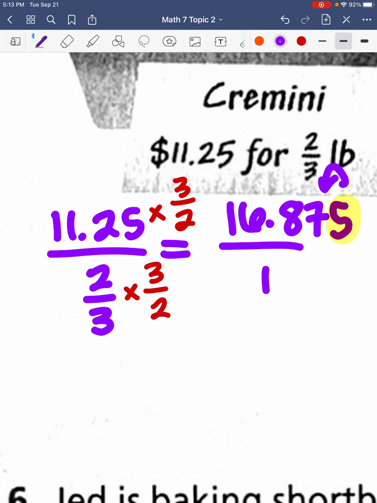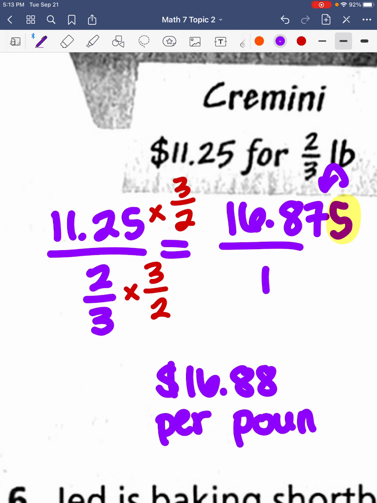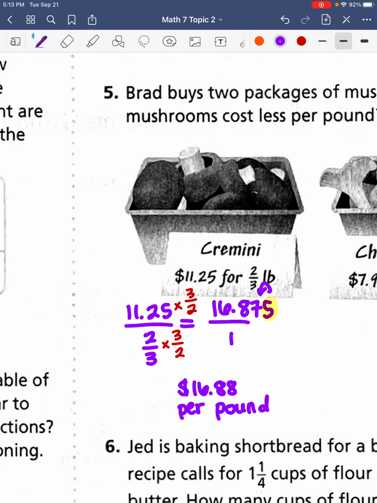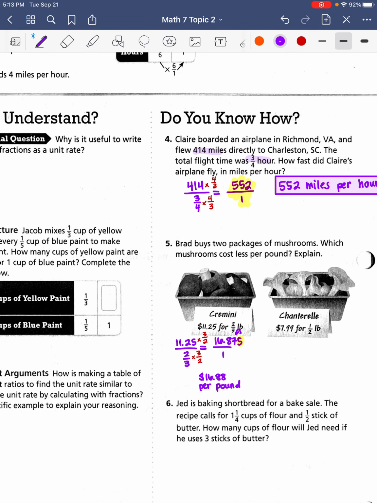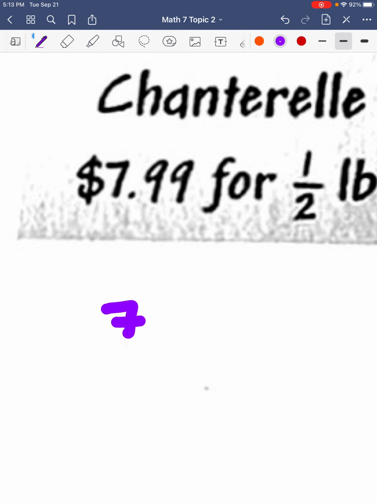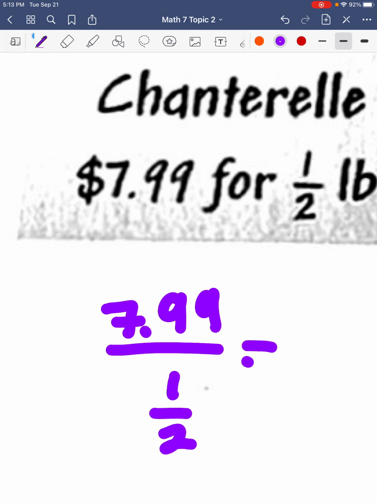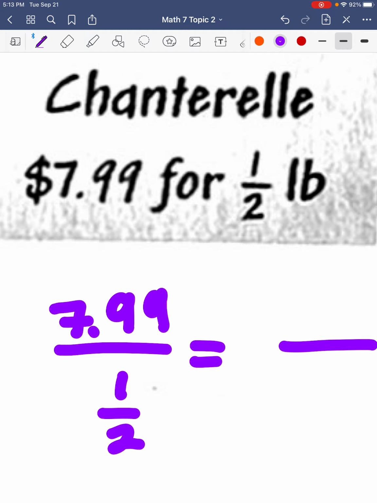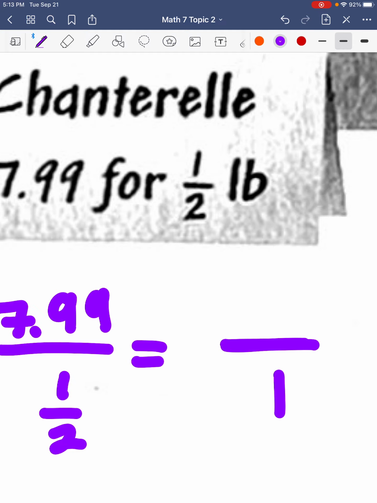So these cremini mushrooms cost $16.88 per pound. $16.88 per pound. Now let's look at the chanterelle mushrooms. Okay, so they're $7.99 for half a pound. So we're going to use that to write our rate, $7.99 for half a pound. So how much would they cost for 1 whole pound?